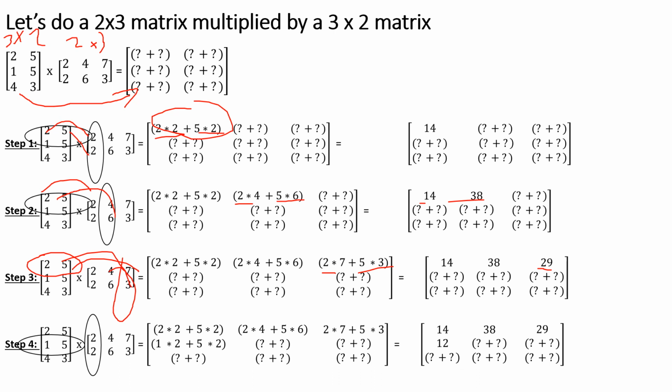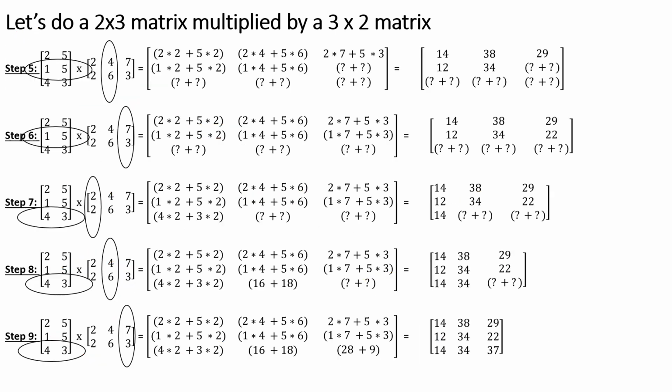Now I've gone through every possible column I can multiply the first row with. And notice they're consistent. But when I run out of one, I run out of the other. 1 times 2 is 2. 5 times 2 is 10. And 2 plus 10 is 12. So on the second row, now the second column, 1 times 4 is 4. 5 times 6 is 30. And that's going to be 34.